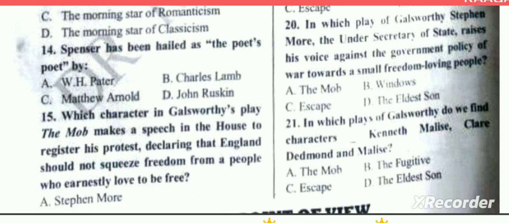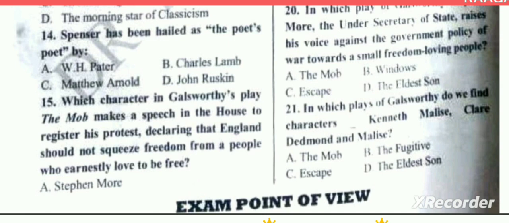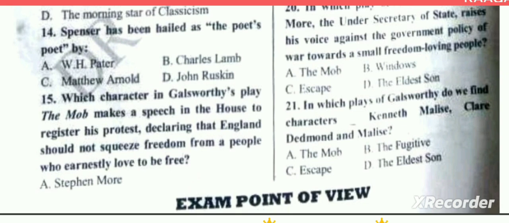Spencer has been hailed as the poet's poet by, meaning who said it? The options are W.H. Pater, Charles Lamb, Matthew Arnold, John Ruskin. Four writers are there. In this, Charles Lamb is the correct answer. The poet's poet was said of Spencer by Charles Lamb. Lamb is also a very famous person, you know that. Students, can you write in the comment box what is the pen name of Charles Lamb? You have to tell Charles Lamb's pen name. All of you must note down this question and comment in the comment box what the pen name of Charles Lamb is.